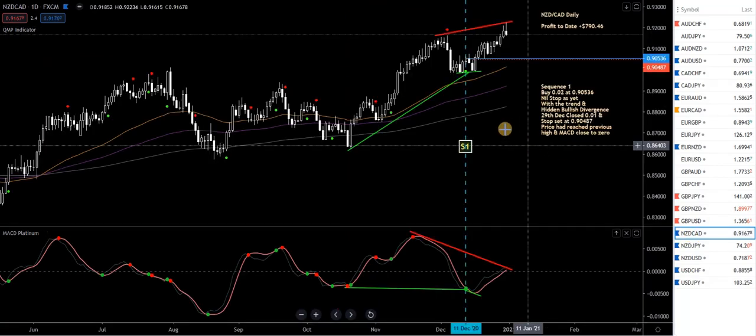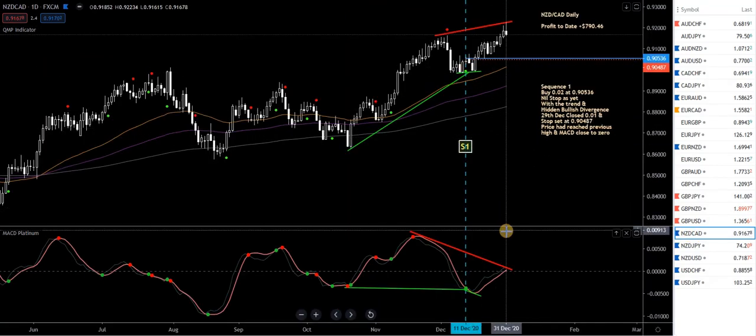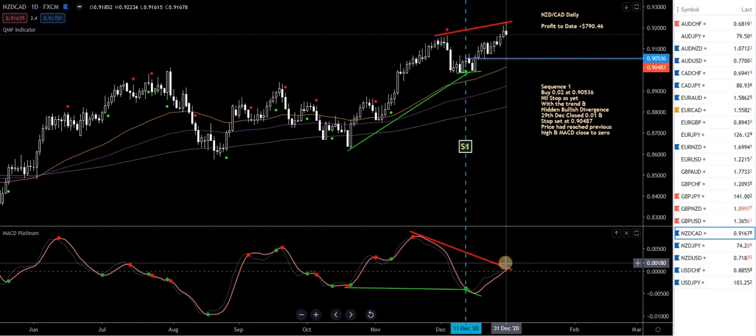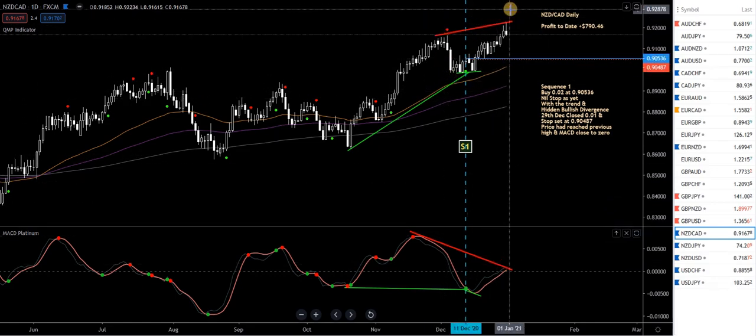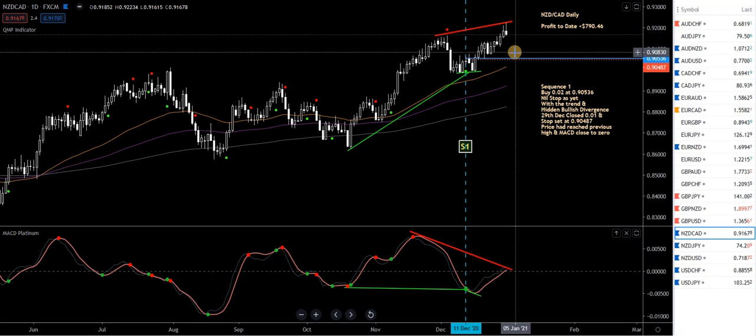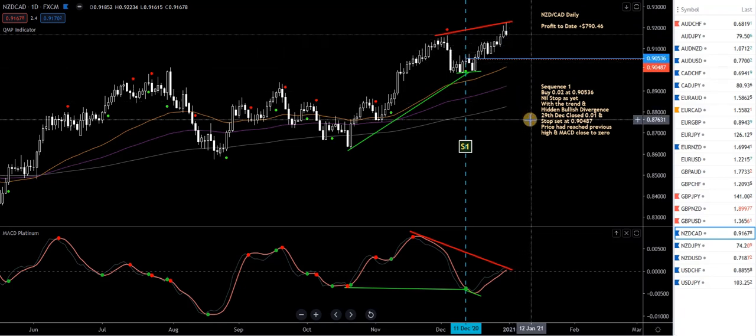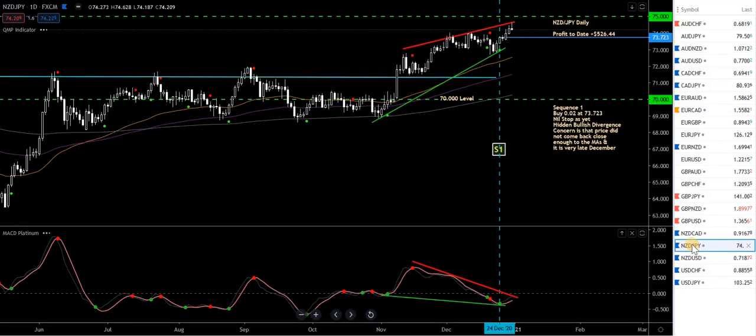New Zealand CAD, in a buy here, MACD's already through the zero level, closed half, stop in place. Again, divergence is forming. We'll just keep an eye on it. Looking good. We can't lose on this pair, so it's good. It's a pair I don't mind trading. New Zealand Yen took a buy in here. That's a 75% level, 70 level.